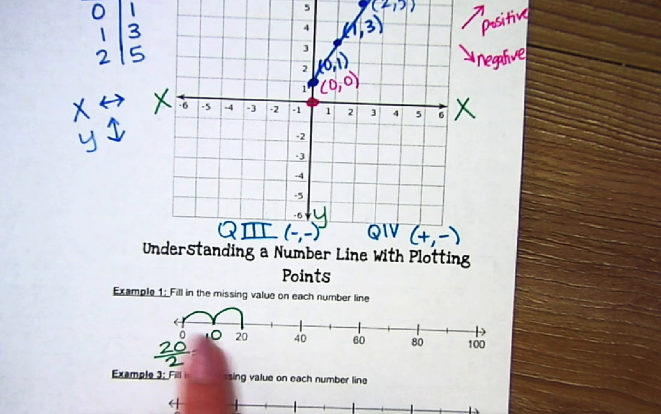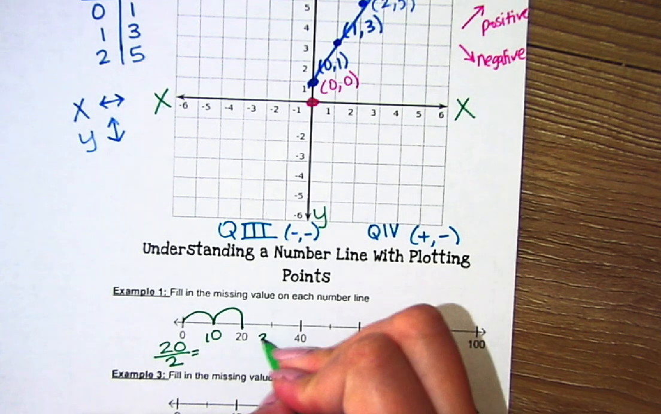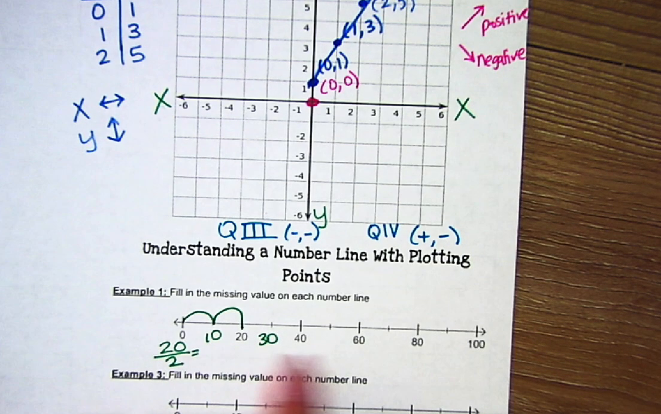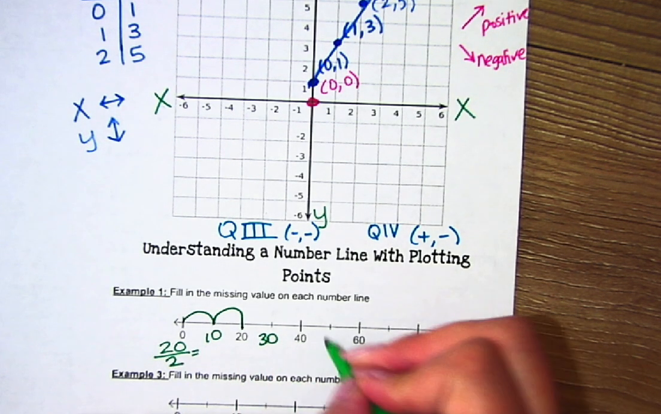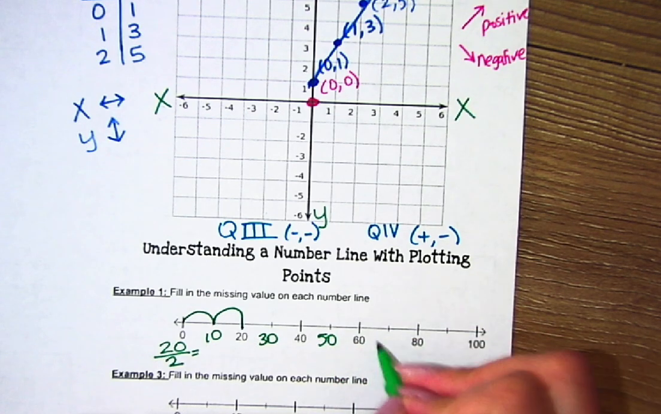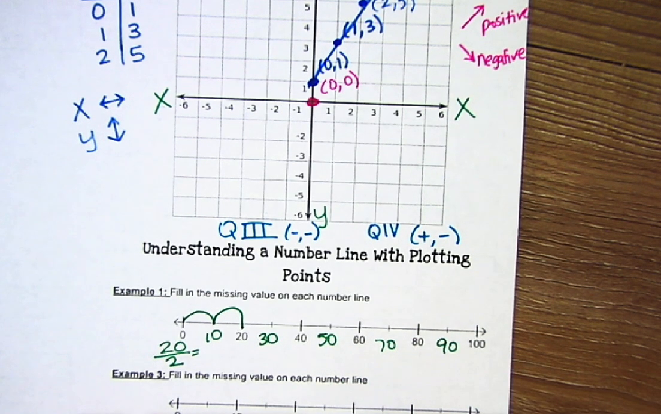So 0, got to add 10 plus 10. 10 plus 10 is 20. 20 plus 10 is 30. And by now you can see what the pattern is. So it's going by tens. 10, 20, 30, 40, 50, 60, 70, 80, 90, and then 100, right?